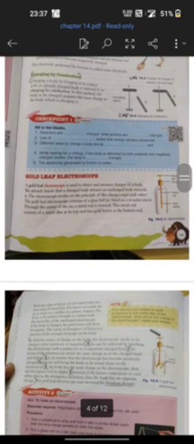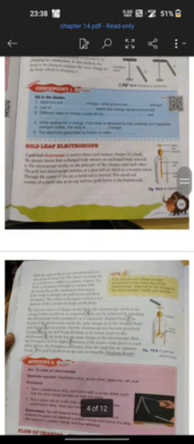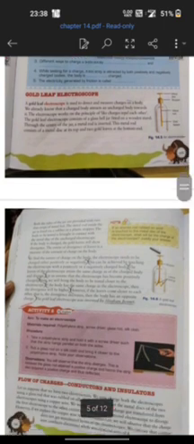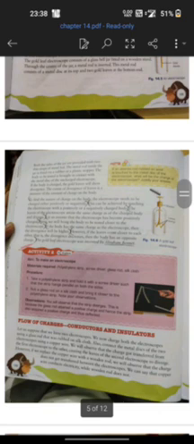Now, the gold leaf electroscope is a device that you have to understand, that is used for finding out whether a body is having a charge on it or not. And if the answer is yes, that is, the body is having a charge on it, then for finding out the nature of charge, whether the body is positively charged or negatively charged, we use the gold leaf electroscope.